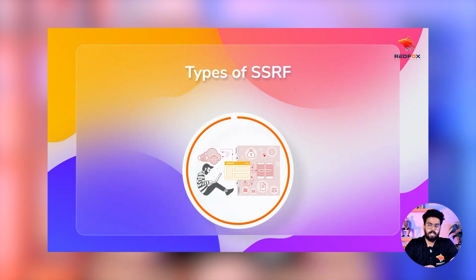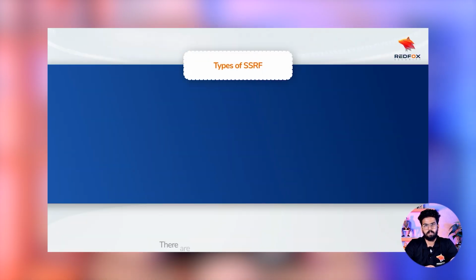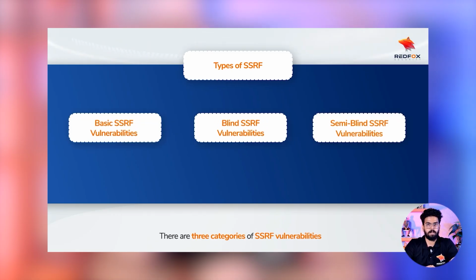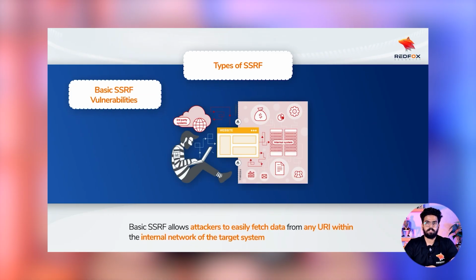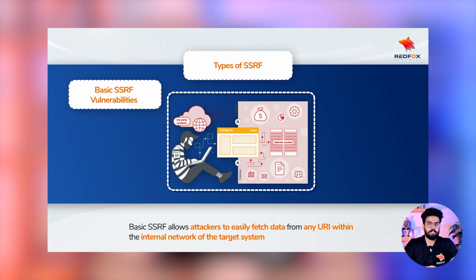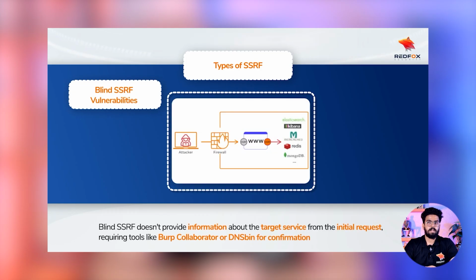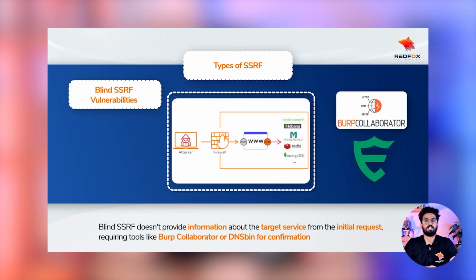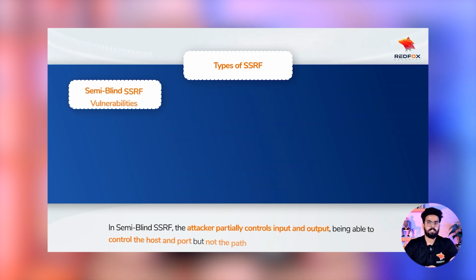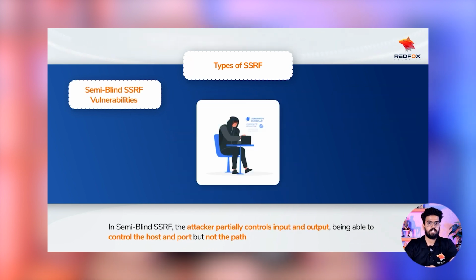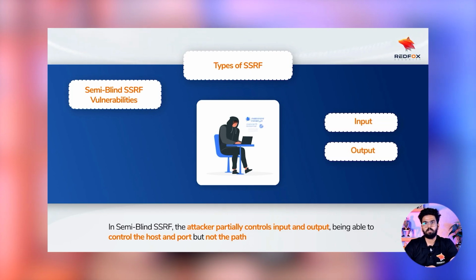Let's now discuss the types of SSRF. There are three categories of SSRF vulnerabilities: basic, blind, and semi-blind SSRF vulnerability. Basic SSRF allows attackers to easily fetch data from any URL within the internal network of the target system. Blind SSRF doesn't provide information about the target service from the initial request, requiring tools like Burp Collaborator or DNS bin for confirmation. In semi-blind SSRF, the attacker partially controls input and output, being able to control the host and port but not the path.